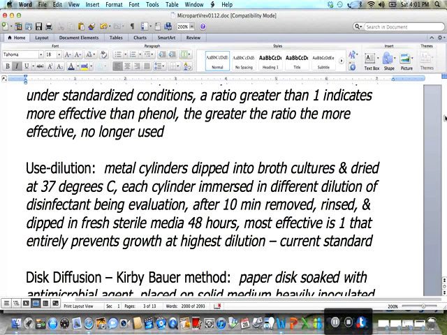With the use dilution method, metal cylinders are dipped into broth cultures and dried at 37 degrees Celsius. Each cylinder is immersed in a different dilution of the disinfectant being evaluated. After 10 minutes, it is removed, rinsed, and dipped in fresh sterile media for hours. The most effective is the one that entirely prevents growth at the highest dilution. This is the current standard of evaluation.